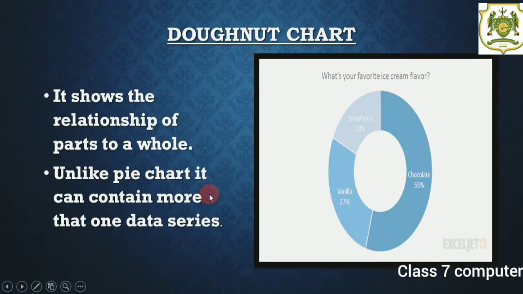Then we come to the donut chart. A donut chart is similar to the pie chart, which we studied in our earlier session, and it shows the relationship of parts to a whole. But a pie chart shows only one data series, while a donut chart can show one or more data series. In this figure we have the different proportions of ice cream flavors: the percentage of strawberry flavor, then vanilla, and then chocolate.